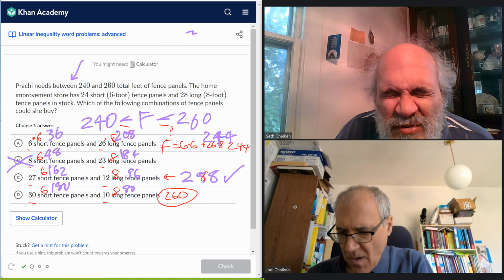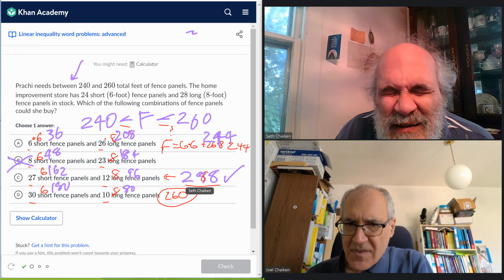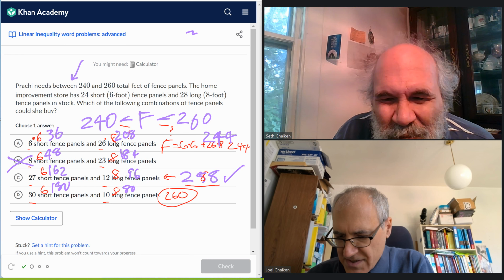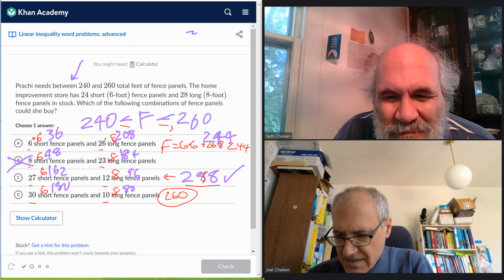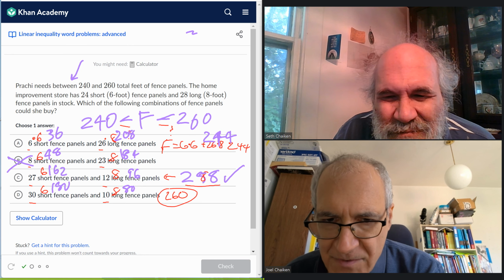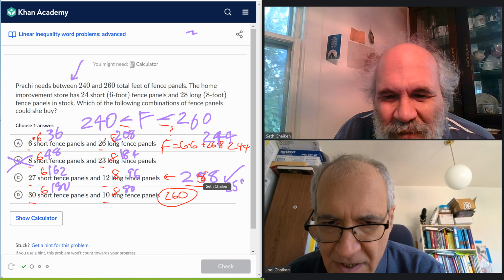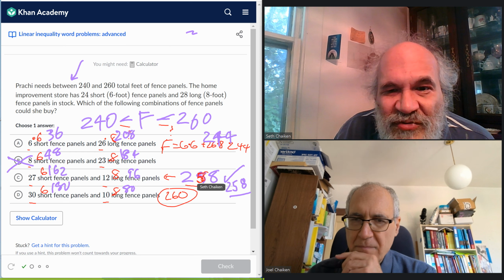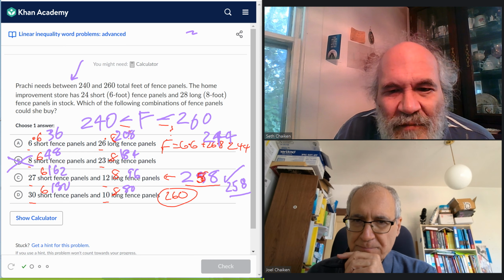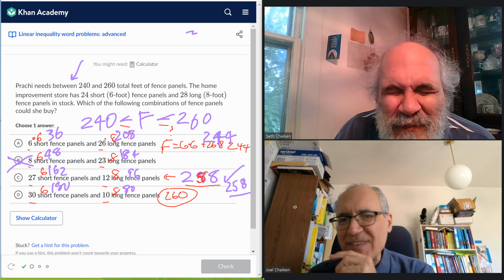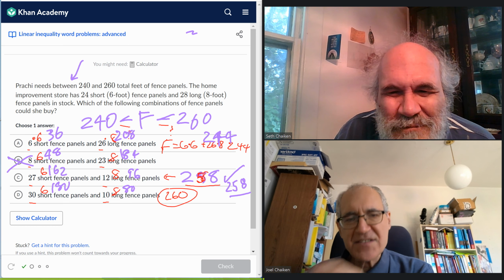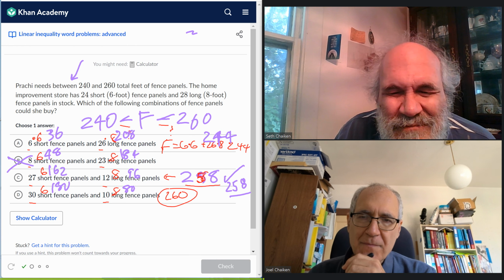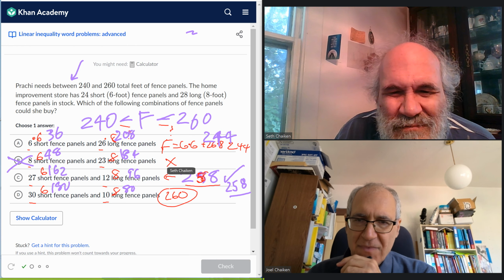Wait, is this 288 over here? No, 258. Oh, wait, let me redo it. 162 plus 96 is 258. This thing here is 260. So this fits? 260 fits if between is inclusive. 260 doesn't work if between is not inclusive. I think in that case that one's out.